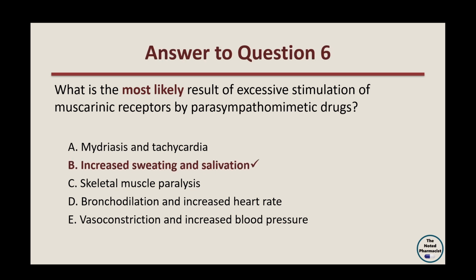The correct answer is option B, increased sweating and salivation. The explanation is as follows: excessive stimulation of muscarinic receptors leads to parasympathetic effects, including increased activity of exocrine glands such as sweat and salivary glands. This is a hallmark response to cholinergic activation by parasympathomimetics.